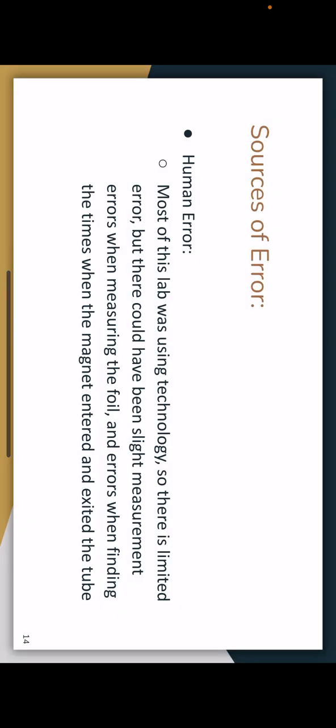There are some sources of error here. Since the lab was using technology, there was little human error, but there could have been measurement errors when measuring the foil and finding the times, because iPhone cameras can't record everything super accurately.